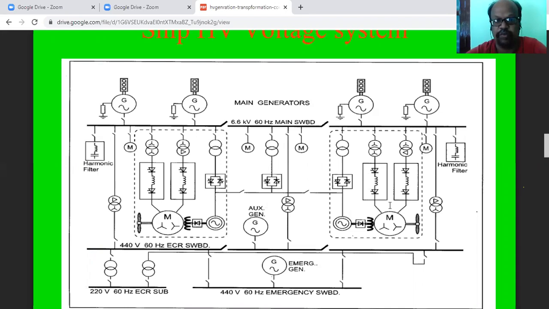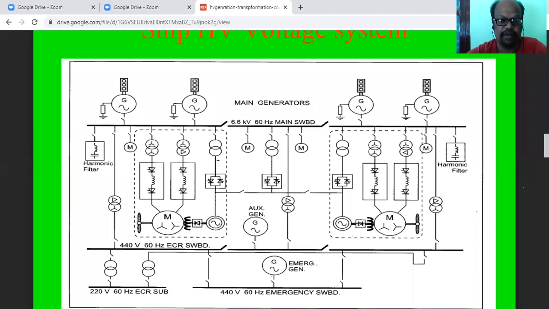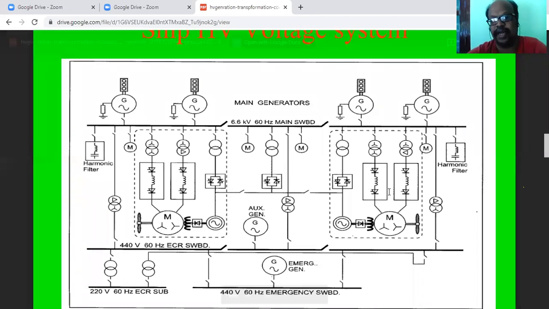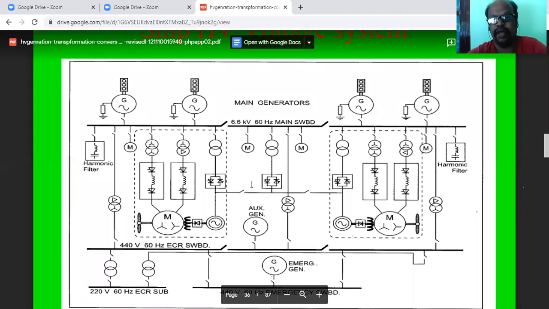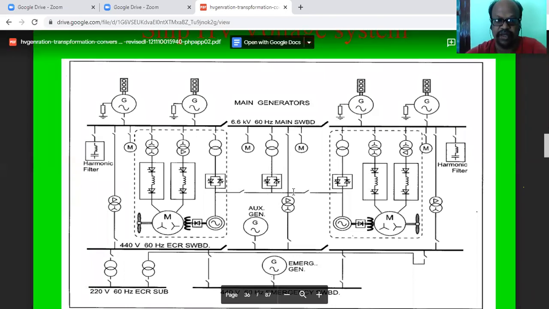So there are two propulsion motors. The power supplies connecting these two motors are also interconnected. There should not be any unbalanced voltage. A balanced voltage should always be there. So in order to maintain a balanced voltage, these are also interconnected.